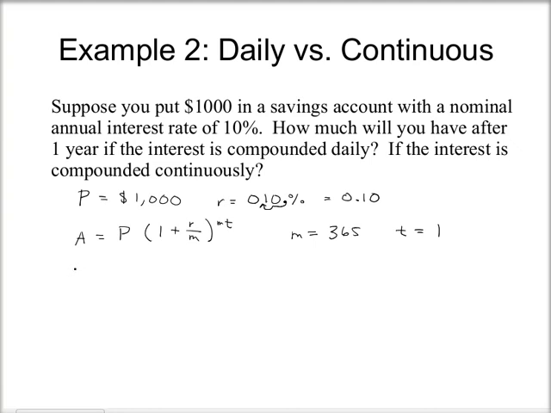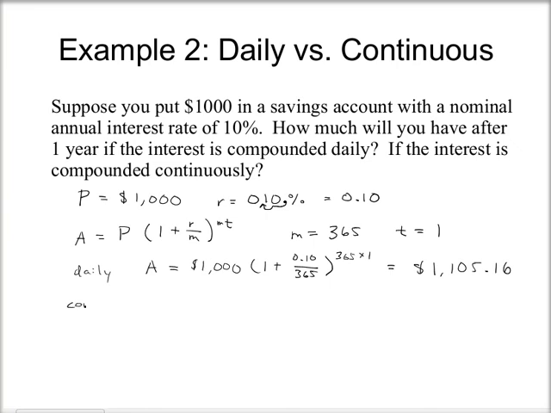So then, compounded daily, the amount at the end of the year will be $1,000 times (1 plus 0.10 divided by 365) to the power of M, which is 365 times T, which is 1, and that will give me $1,105.16 after 1 year.